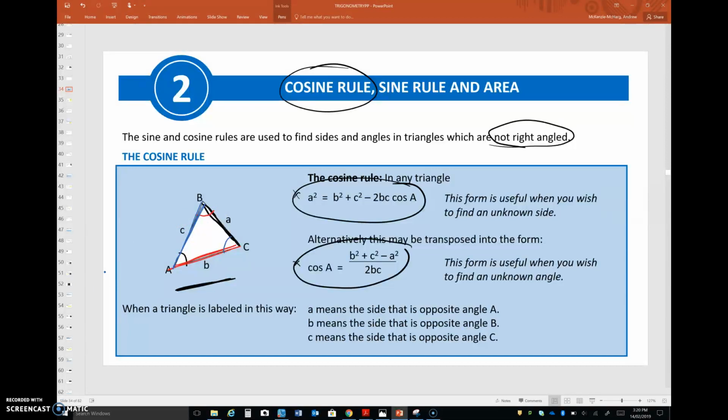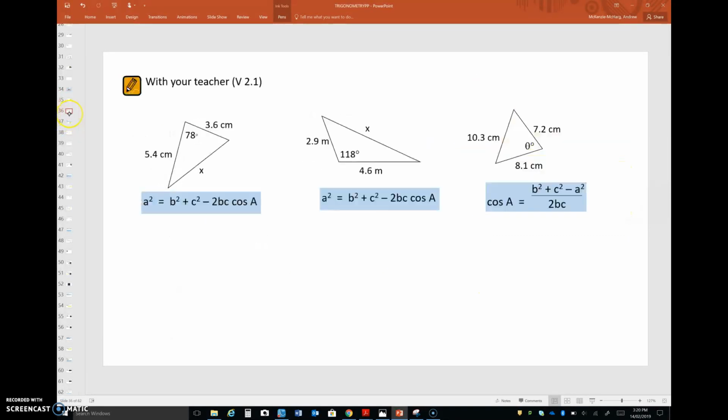So let's have a go at this example. Okay, we've got these three triangles. I've just cut and pasted the rule that we're going to use for each of these, just to help with this video. These don't appear on your page, but you might want to write them down or just have it nearby. It's on your information sheet, the cosine rule.